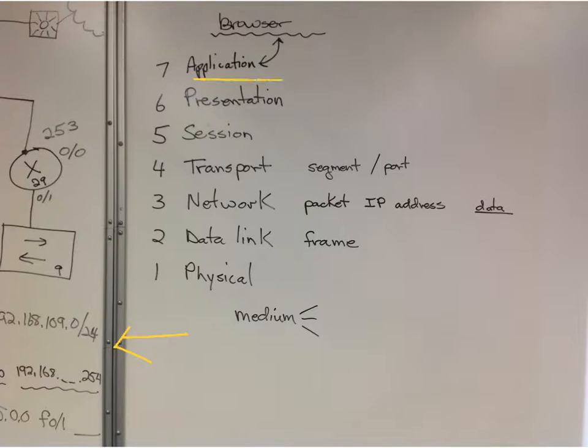I reviewed application, presentation, session layer. We reviewed those. And then we talked a little bit more about how we have data coming down from there, and then we split it into a segment and give it a port number. So actually in a computer you could be doing multiple things, like downloading a file, browsing, streaming some video, etc., and those would actually be on different port numbers.